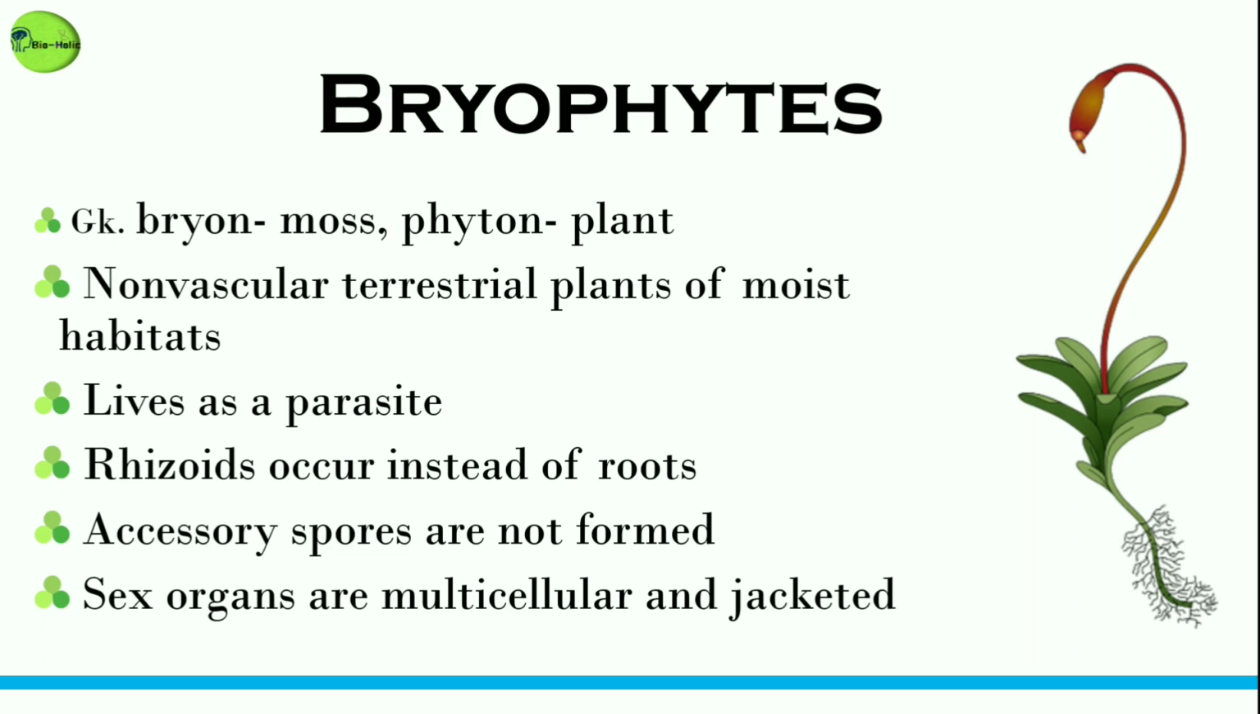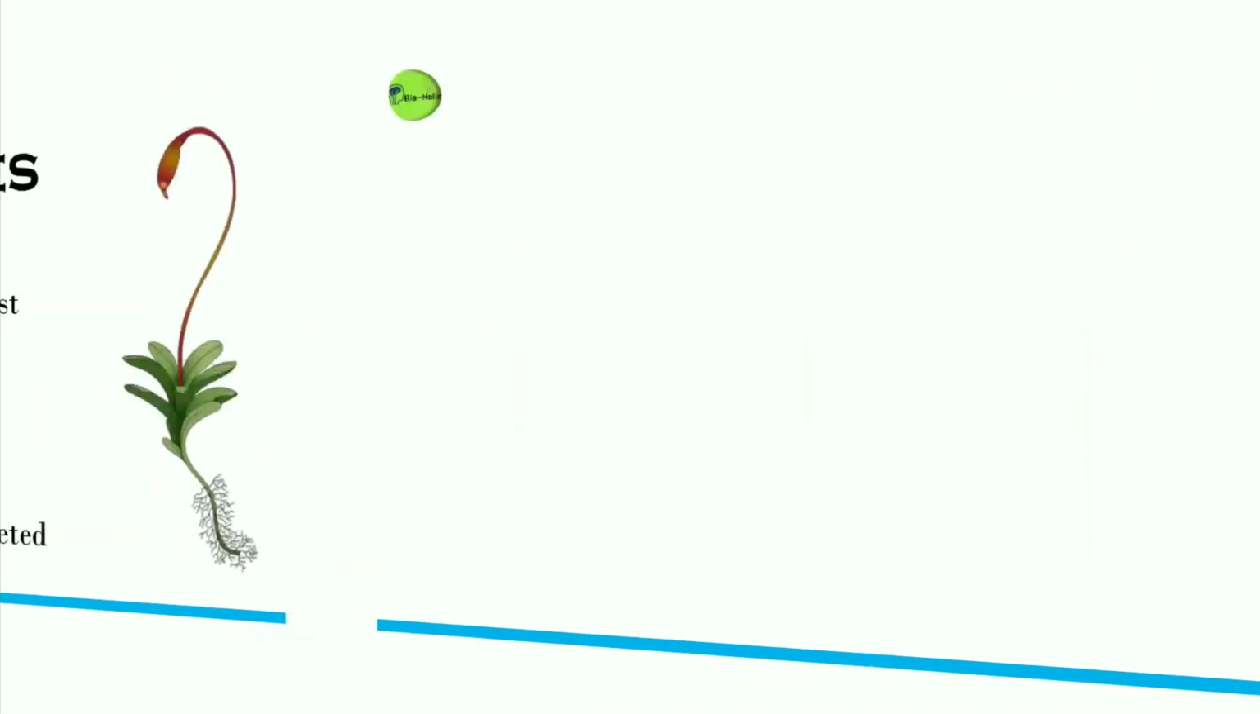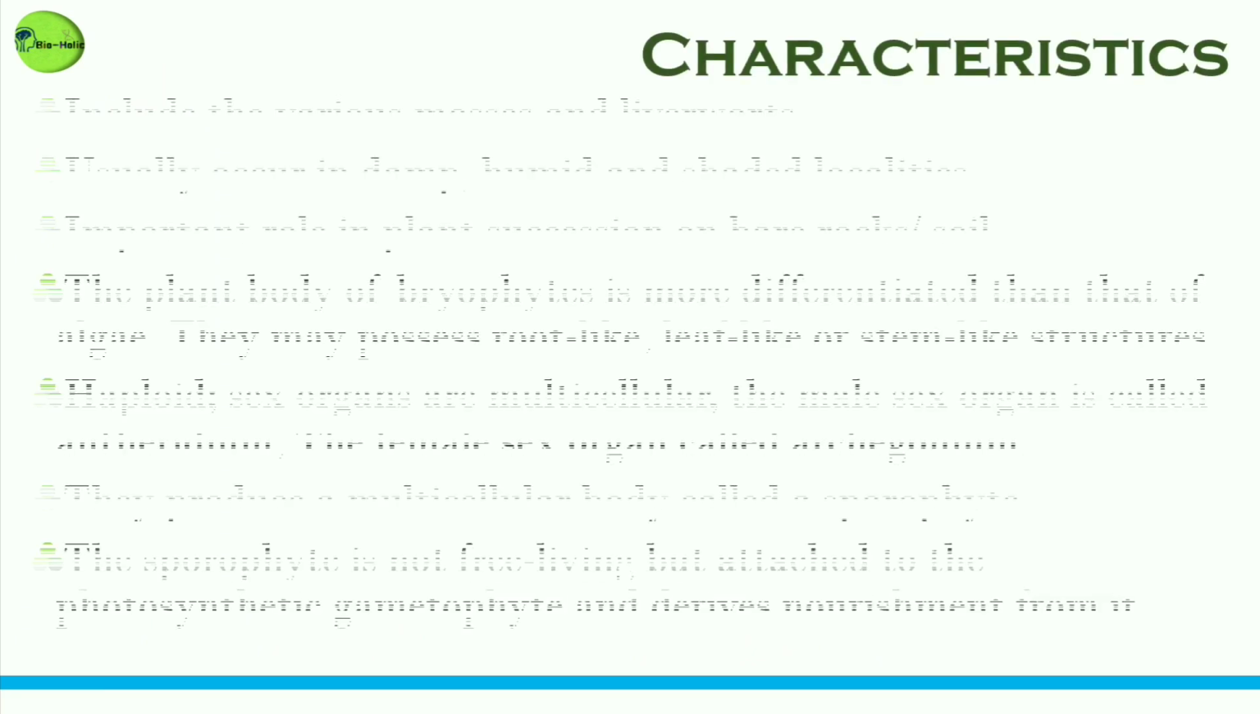And these plants are small and their roots are absent. Instead of roots, they have rhizoids. And their accessory spores are also not formed. So their sex organs are multicellular and jacketed, meaning they are covered by sterile cells. Okay? And now let's talk about their general characteristics.